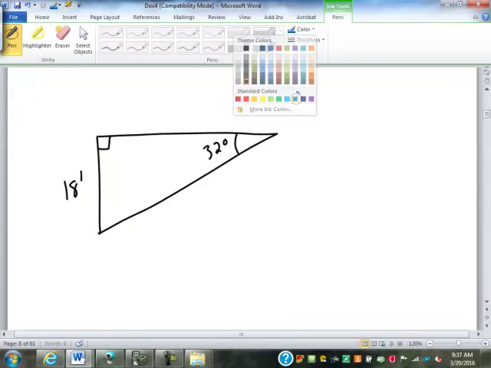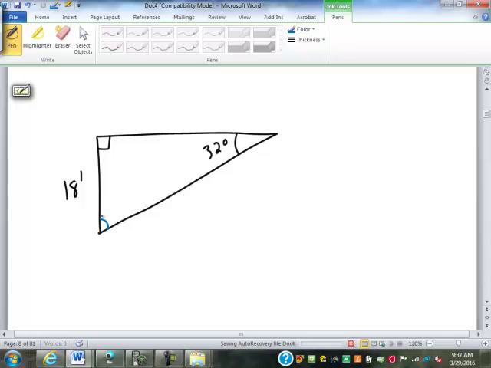So, first thing we can find is this angle right here. What's it going to be? 58 degrees. We're just subtracting 90 minus the 32.